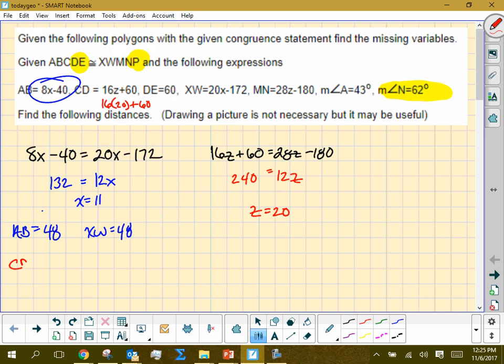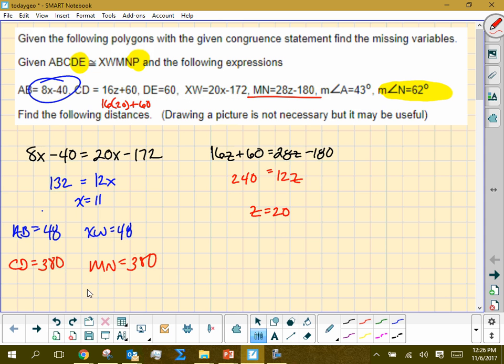380. Yeah, CD is 380. And then CD matched up with MN, so MN is also 380. You can verify that by plugging in 20 there. You get 28 times 2 is 56, so that's 560. 560 minus 180 should give you 380. All right. Is that doable?